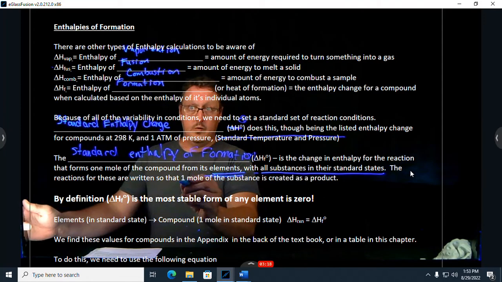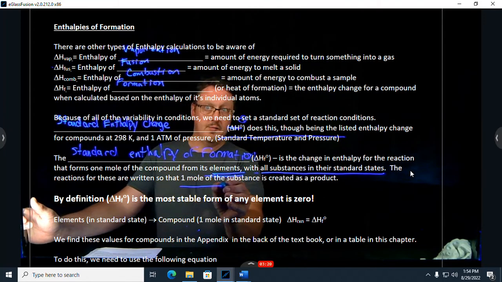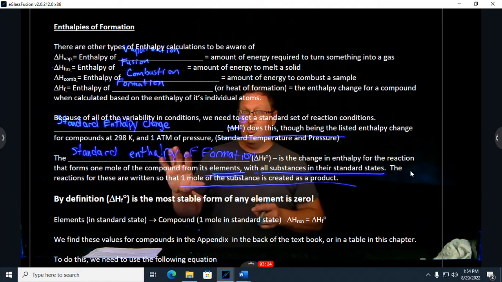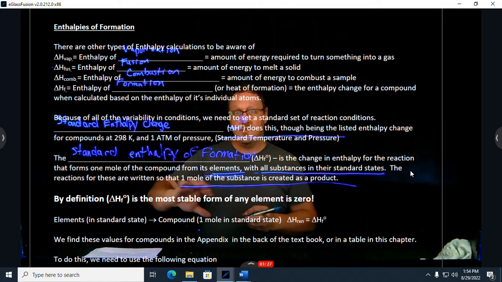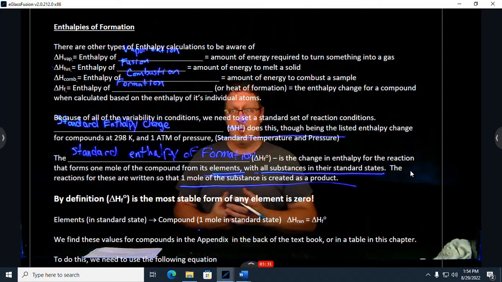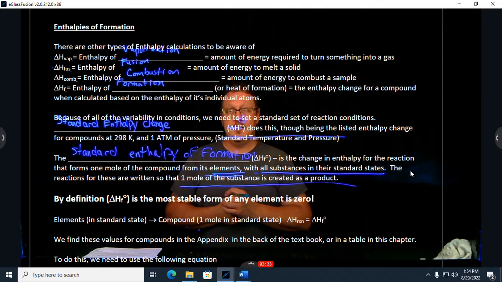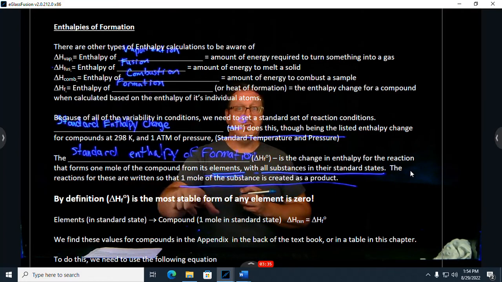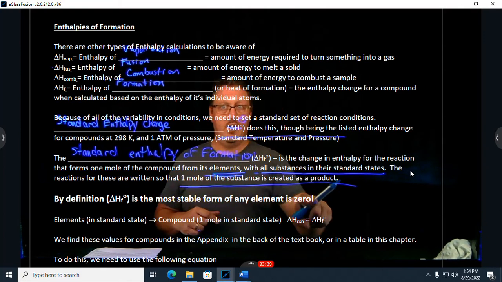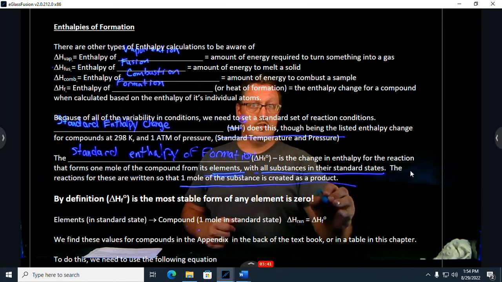That 1 mole as a product thing might end up making some weird nomenclature in the front. We're going to end up with fractions in terms of reactants. So just something to think about. By definition, the delta H of formation of the most stable form of any element is 0. And when I say we're looking at elements, we're looking at them as they appear on the periodic table.